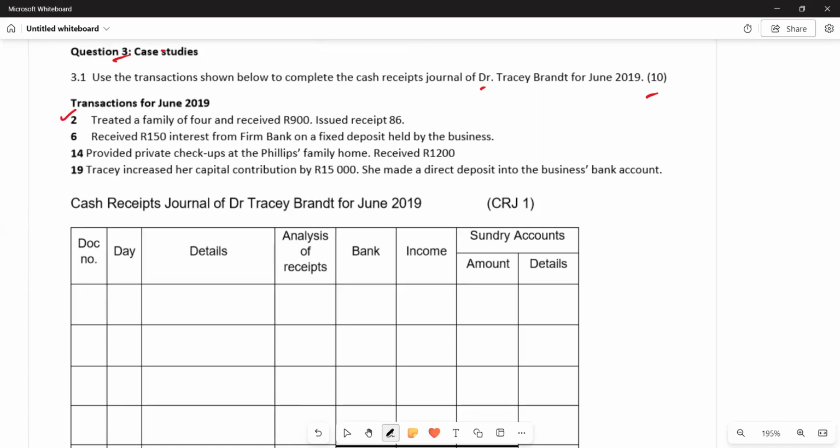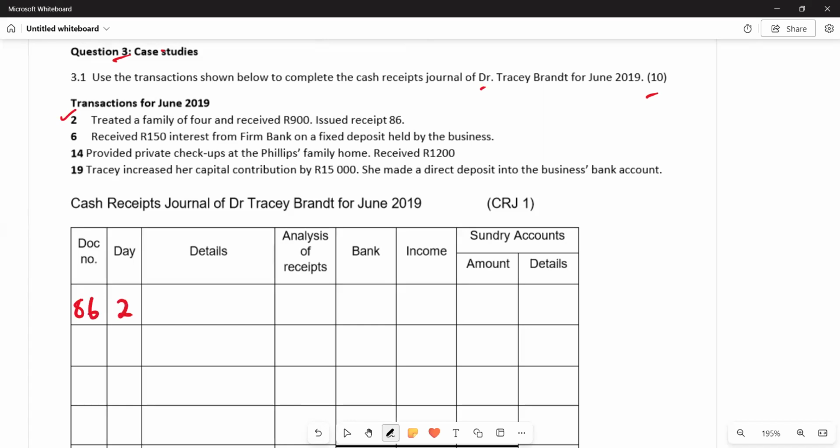So on the first one, we see that this is a core activity because they treated a family of 4. So they received 900 rands. So obviously it's a receipt, and they issued receipt 86. So number 86 is going to come on our document column and we're going to say 86. And then on the day column, we see that our day is 2. So we're just going to say 2.